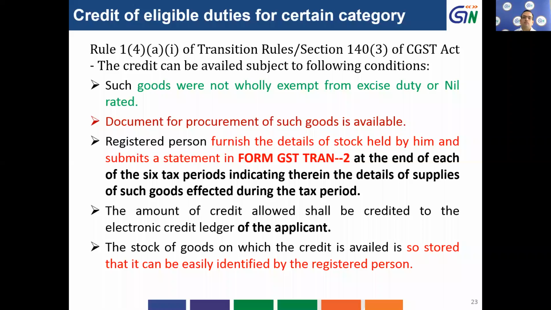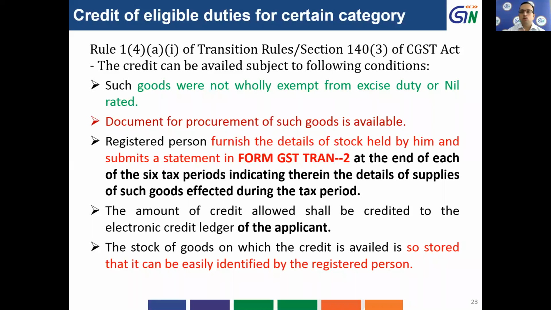Then the registered person will furnish the details of the stock held by him and will submit a form GST TRAN-2 at the end of each 6 tax period. So this scheme is available up to 6 tax periods, and he has to submit a form for each 6 tax period for GST TRAN-2. The amount of credit allowed shall be credited to the electronic credit ledger of the applicant.